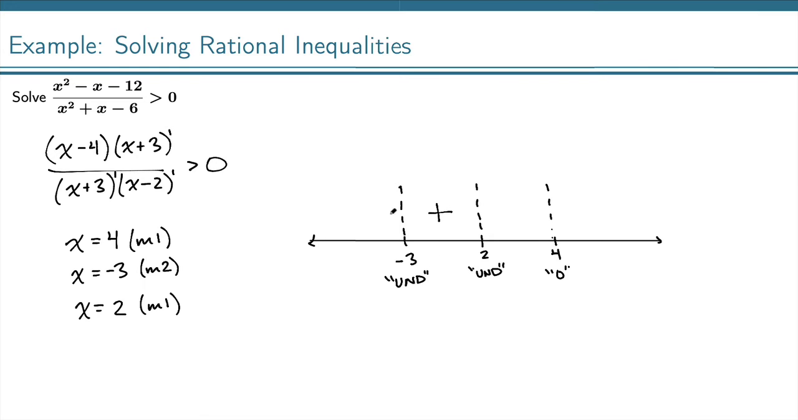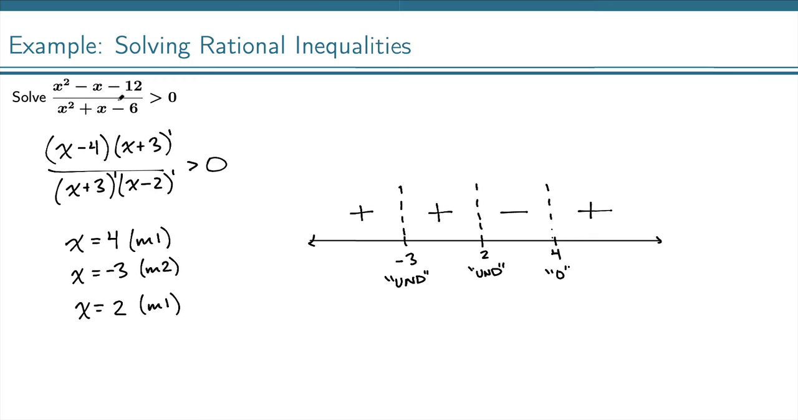Now, as I move to the left across negative 3, that had a multiplicity of 2, which is even, which means it does not change. It's the same. As I move to the right across 2, that has an odd multiplicity, which means it changes. And from there across 4, 4 had a multiplicity of 1, which was odd, so it changes there. So from negative, it changes to positive.